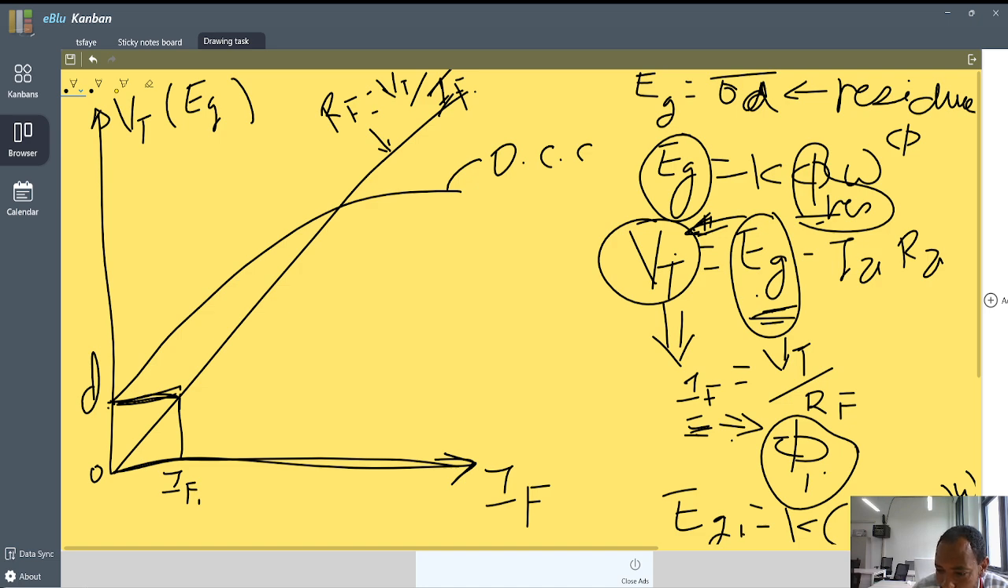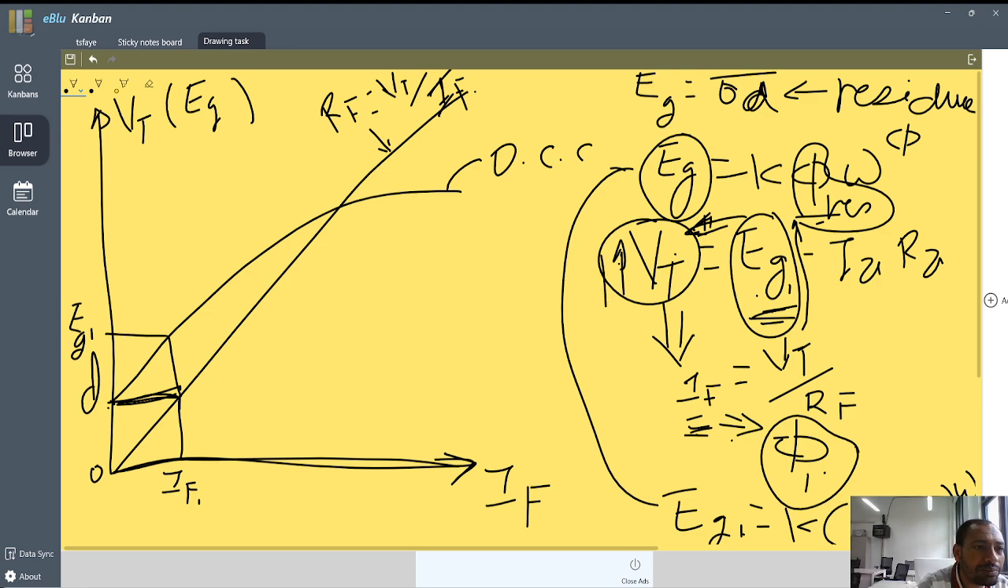So due to this current IF1, the new flux is created, which is the summation of the two, and new voltage EG1 is generated inside. Again, if EG1 is generated, it will repeat this step. If EG1 increases, VT again increases. Now in the second round, if VT increases, IF again increases.